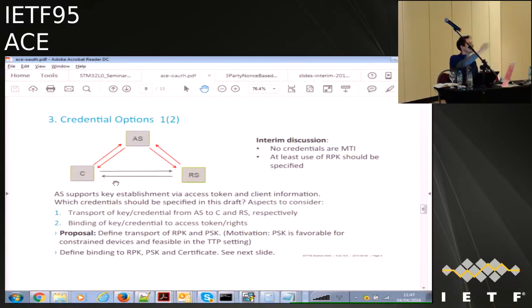1, 2, 3, 4, 5, 6, 7. Okay, I see 6. I suspect we can probably add the authors of the multicast security document to that as well, because they're also using shared secrets.